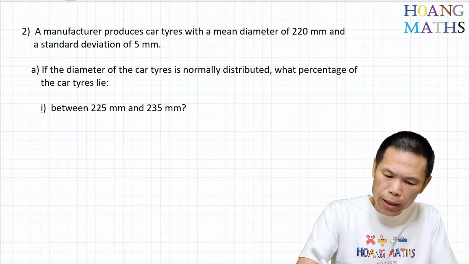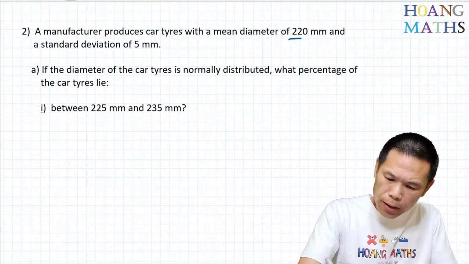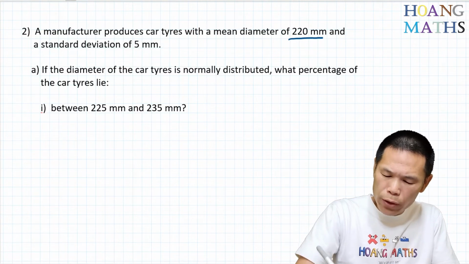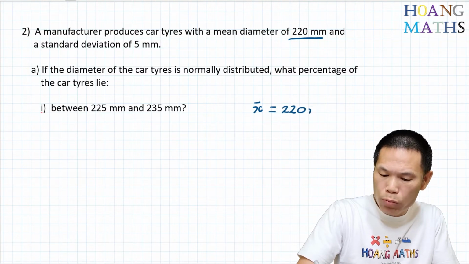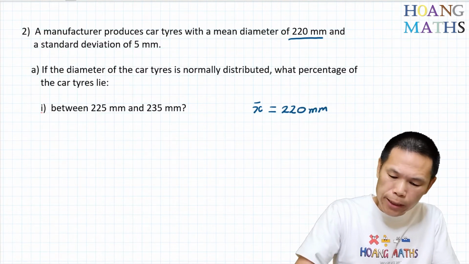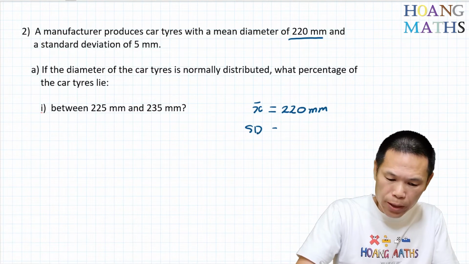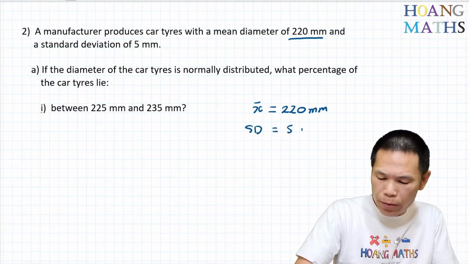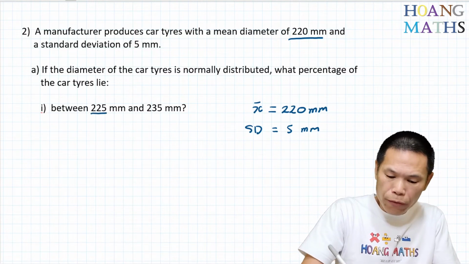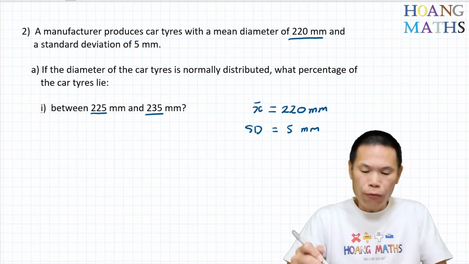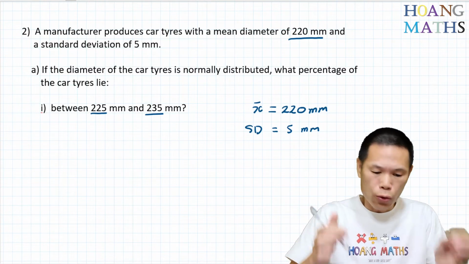So we know that the mean is 220 millimeters. So let me write this down. The mean is 220 millimeters. And the standard deviation is equal to 5 millimeters. So we need to convert 225 and 235 millimeters into z-score first.